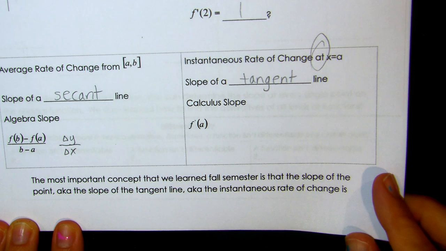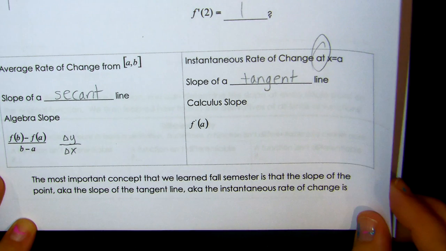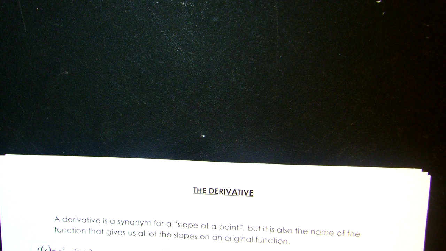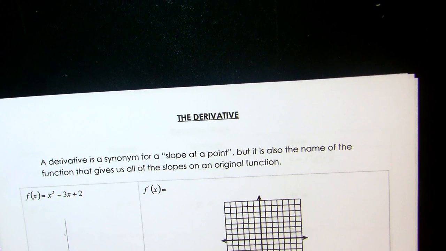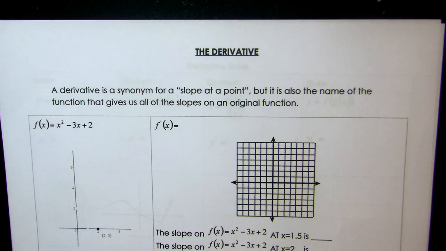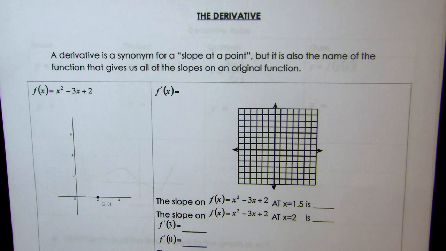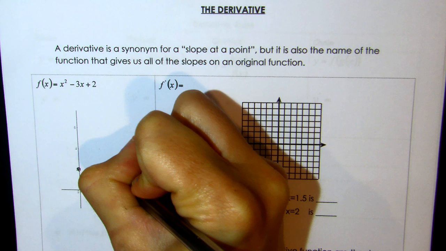So the most important concept we learned fall semester is that the slope at the point, which is the slope of the tangent line, which is the instantaneous rate of change, is called the derivative. So derivative is a synonym for slope at a point, but it also is the name of the function that gives us all slopes. So going back to our example from before, which I should be able to quickly just sketch for you.